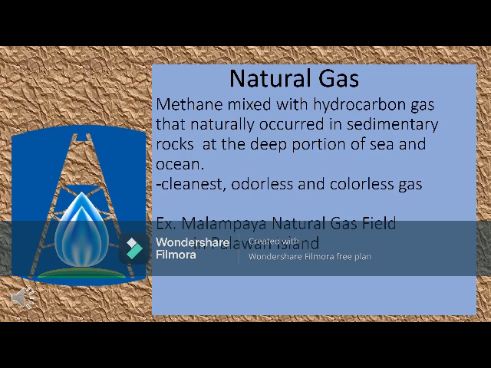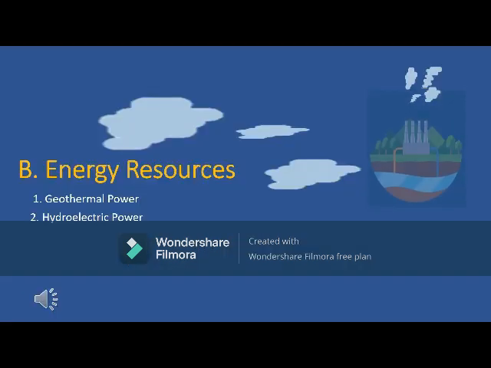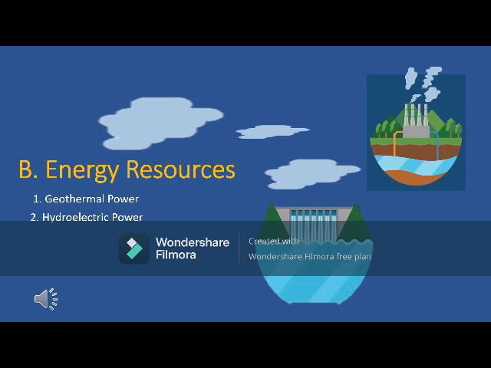Methane mixed with hydrocarbon gas that naturally occurs in sedimentary rocks at the deep portion of the sea and ocean. It is said to be the cleanest, odorless, and colorless gas. We get the natural gas in the Malampaya Natural Gas Field in Palawan Island. Then we move on to our next lesson.